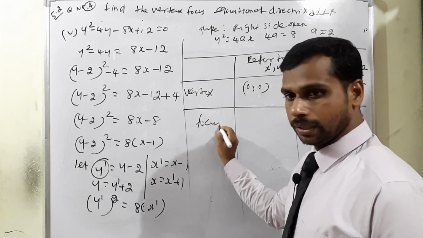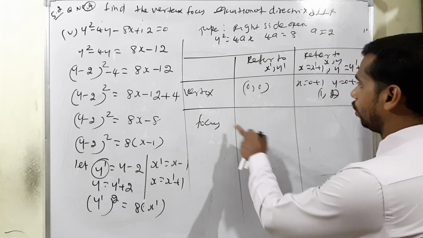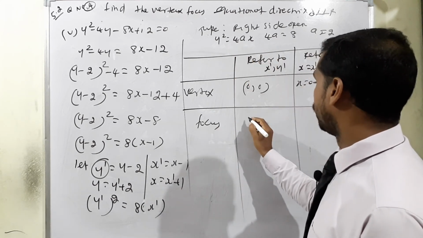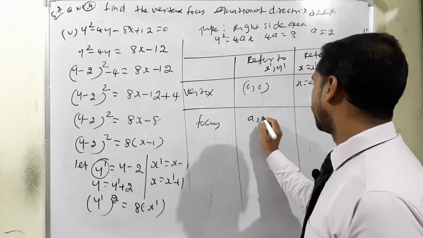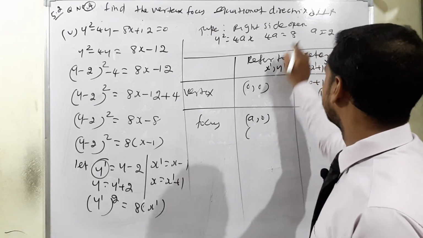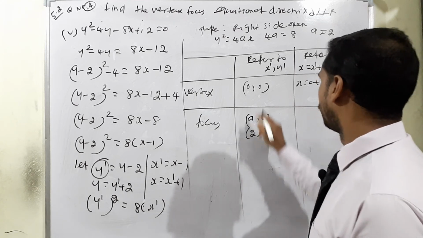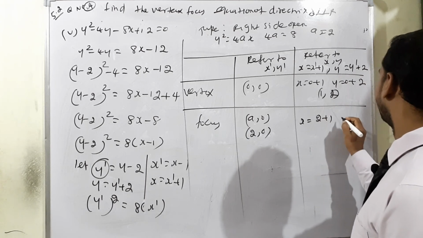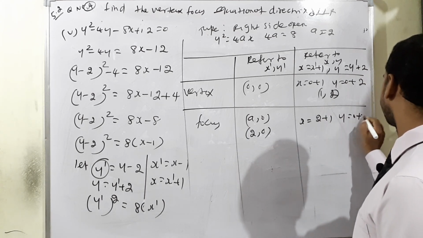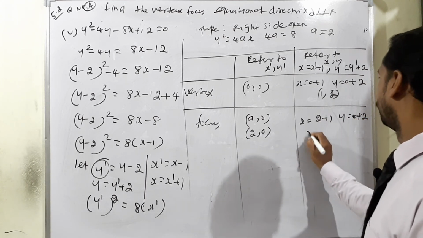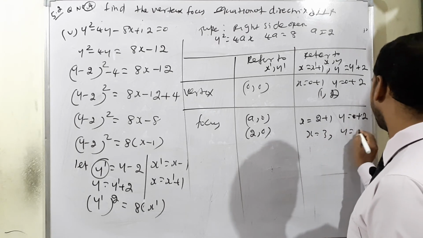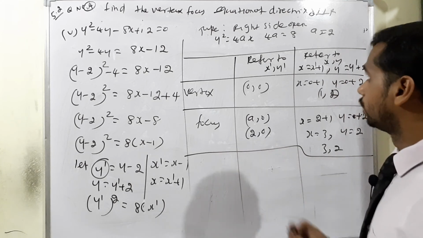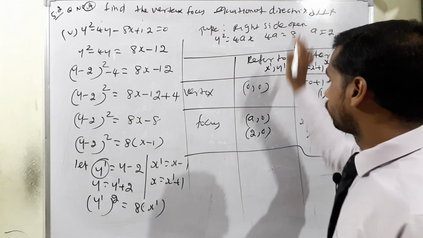Second point, focus. What is the meaning of focus? Look at there, we already know y square is equal to 4ax, so the focus is a comma 0. A comma 0 means a is equal to 2, so 2 comma 0. So x is equal to 2 plus 1, then y is equal to 0 plus 2. Now x is equal to 3, y is equal to 2, so the focus is 3 comma 2. That's all.